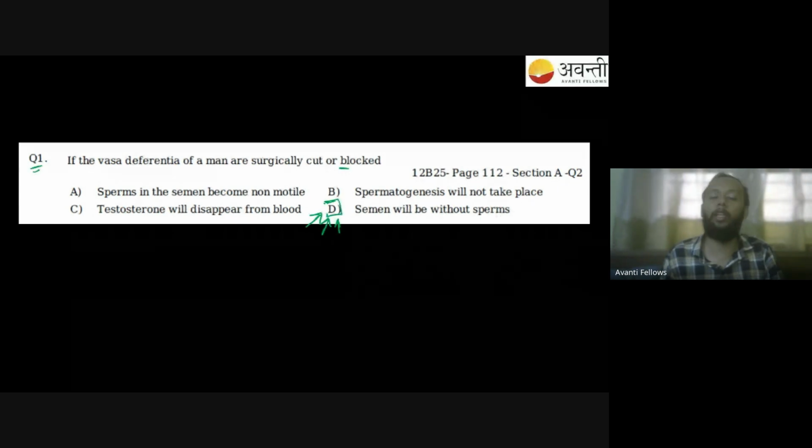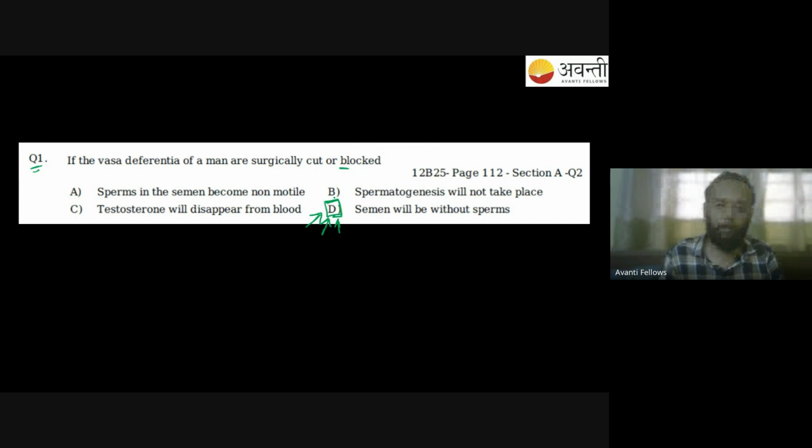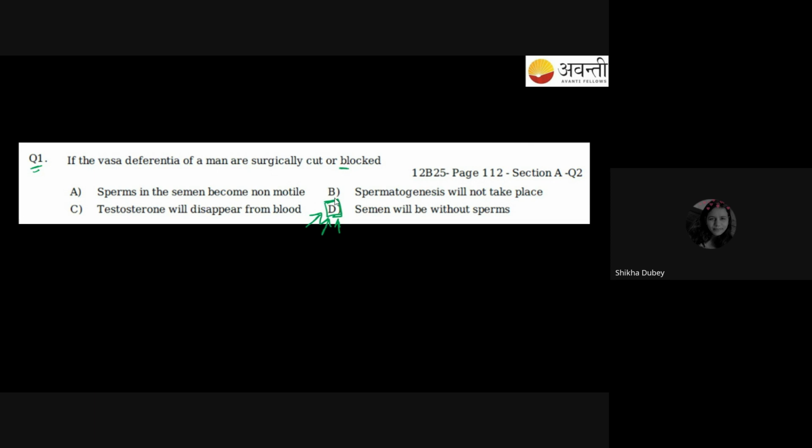The semen will not have sperm, but the seminal fluid will be there, right? Now tell me something, Shikha. In the seminal fluid or the seminal plasma, the highest amount of secretion comes from which gland? बताइए Shikha. Sir, seminal vesicle.